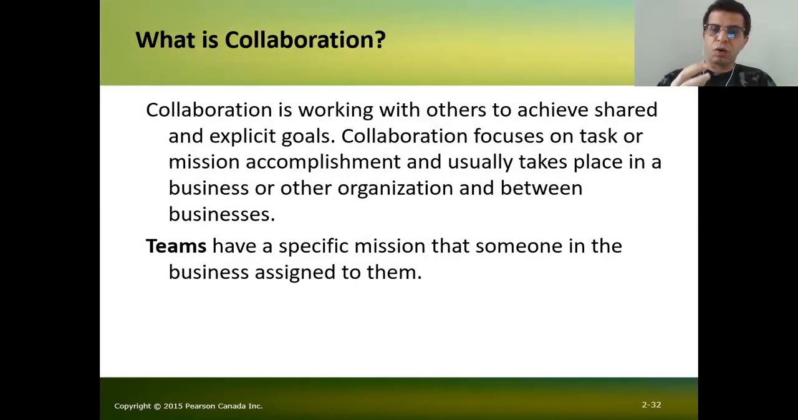But what is collaboration? Collaboration is working with others to achieve a shared and explicit goal. Collaboration focuses on task or mission accomplishment and usually takes place in a business or other organization, or between businesses. Teams have a specific mission that someone in the business assigned to them.